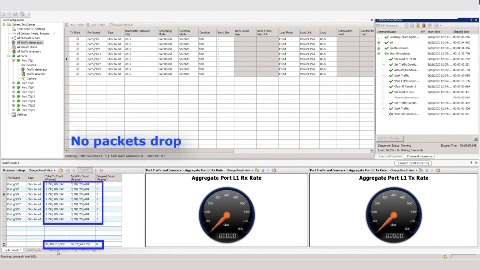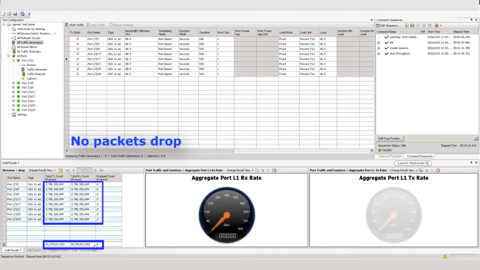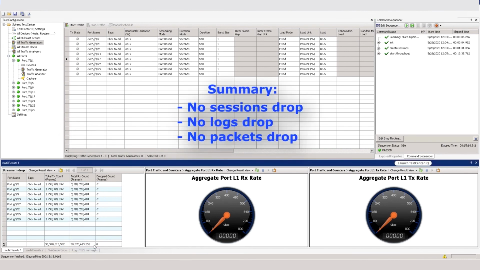Given that this is a combined test, all of the traffic counters match between TX transmit and receive. In summary, we have no sessions dropped, no logs dropped, and no packets dropped, even with the large amount of 796 gigabits per second, with the high number of concurrent connections as well as the high connections per second, with background traffic on all of the connections. Hopefully this is an interesting demo, and I'm sure it's going to be really interesting for our customers with CGNAT use cases, and I hope you have enjoyed it.